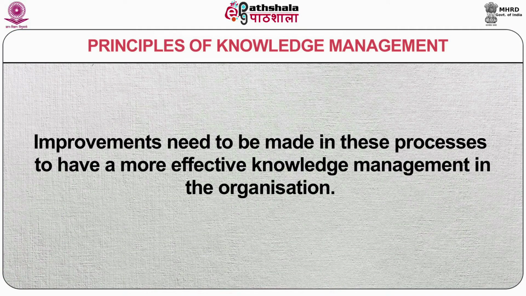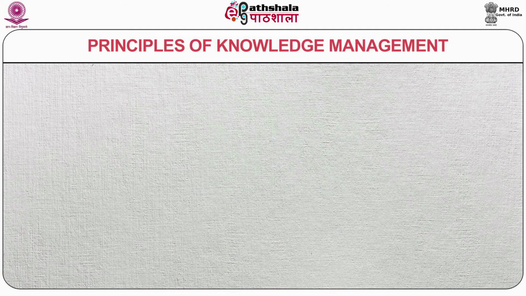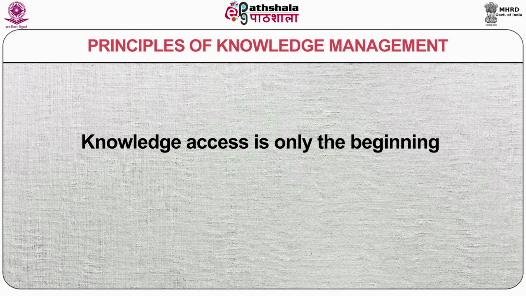Improvements need to be made in these processes to have more effective knowledge management in the organization. Next principle is that knowledge access is only the beginning. It says that the process of knowledge management does not mean having access to knowledge. In addition to access of knowledge, knowledge management requires attention and engagement.